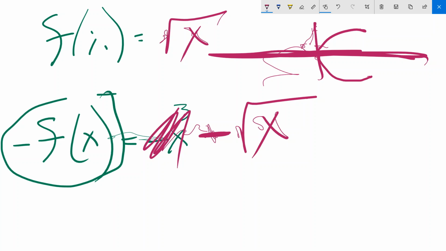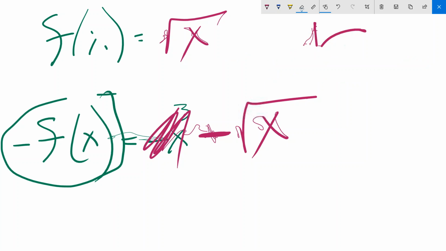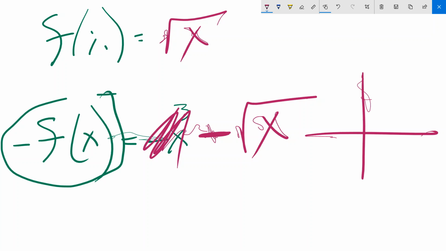You see why that is a vertical reflection and not a horizontal? Just because the x-axis is the horizontal axis doesn't mean that a vertical reflection goes about the y-axis. It doesn't. It goes about the x-axis. So if I want to graph negative square root of x, I have to flip it about the x-axis. It makes it look like that. That is a vertical reflection. This is what it started at.